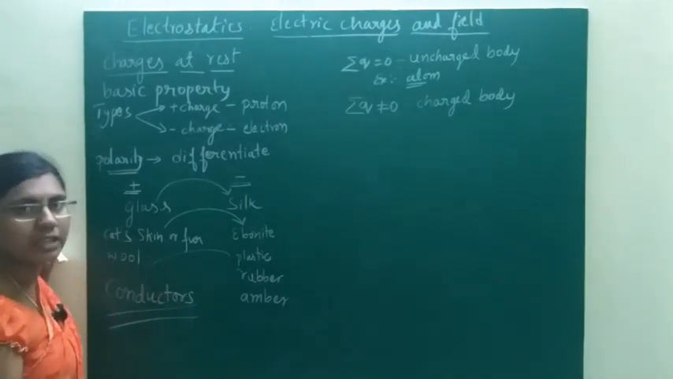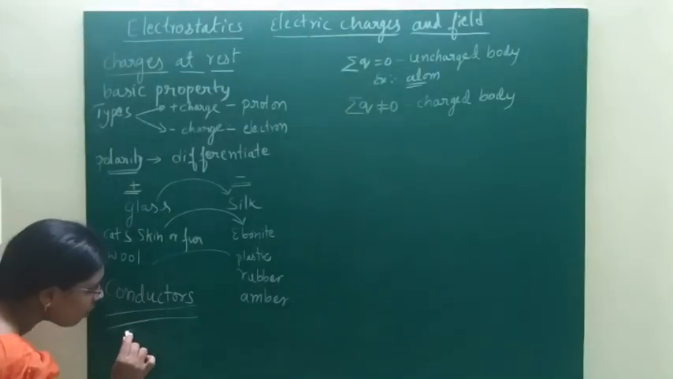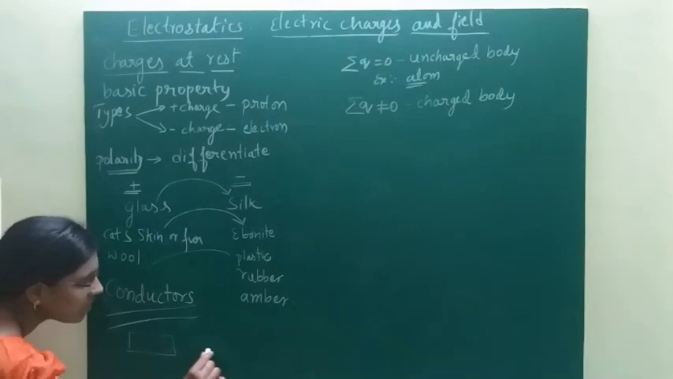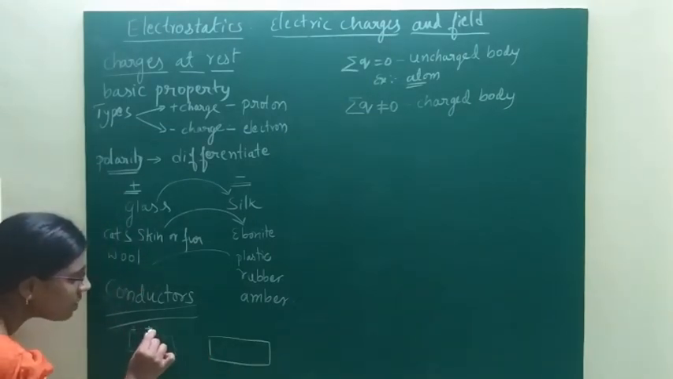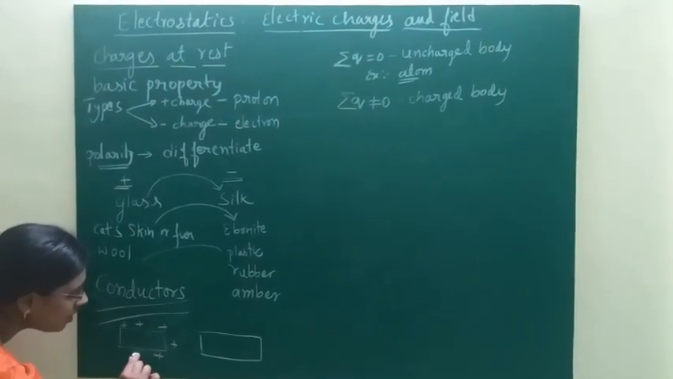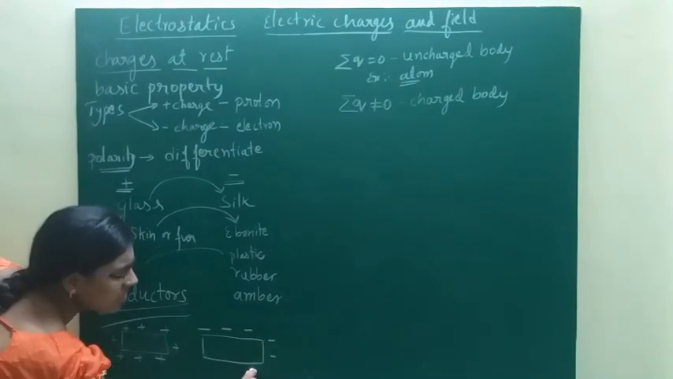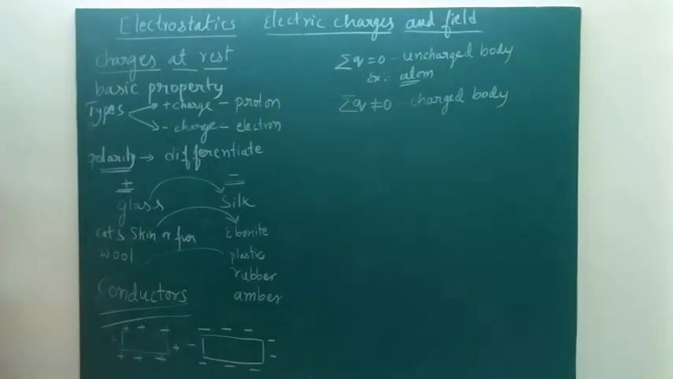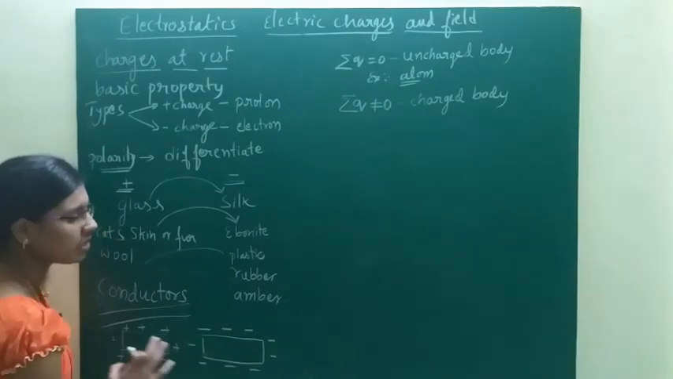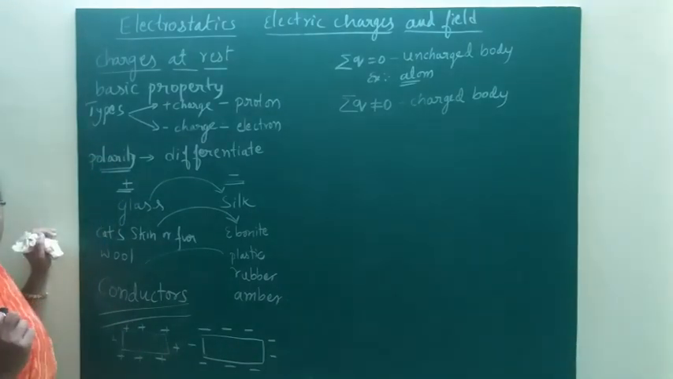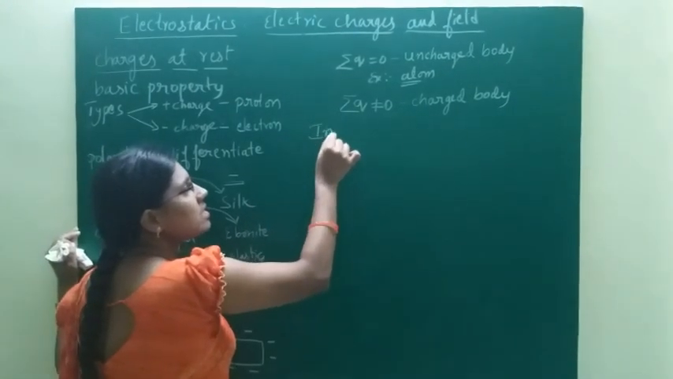In the case of conductors, the charges are distributed uniformly on the surface. Either a negatively charged conductor or a positively charged conductor, the charge is uniformly distributed on the surface of the conductor.